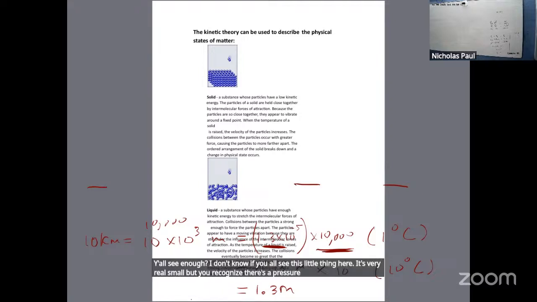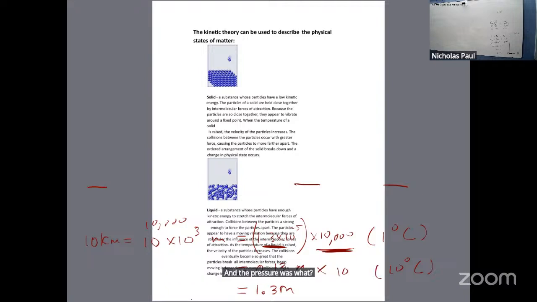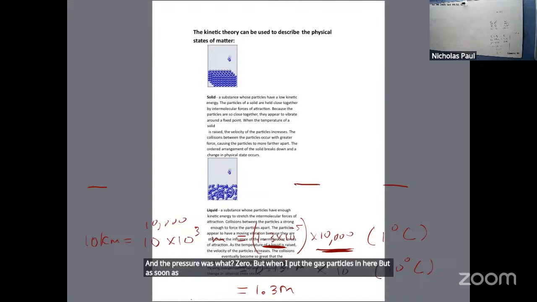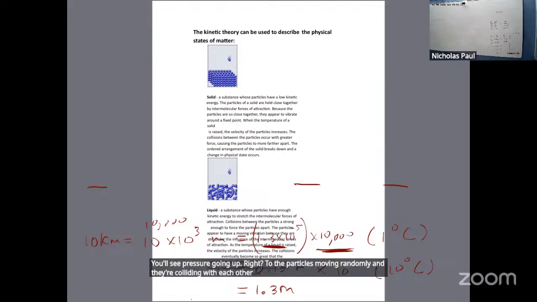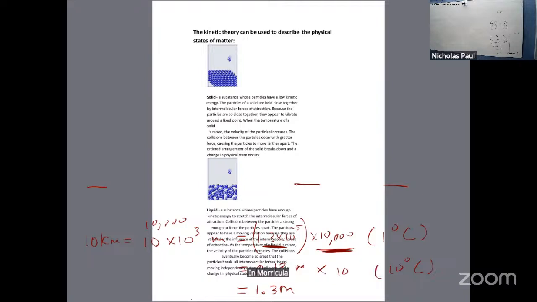Because these particles are in here, remember initially we had nothing, and the pressure was what? Zero. But when I put the gas particles in here, watch. As soon as collision starts, you'll see pressure going up, changing. The particles are moving randomly and colliding with each other, and the more they collide, you will see the pressure change in here.